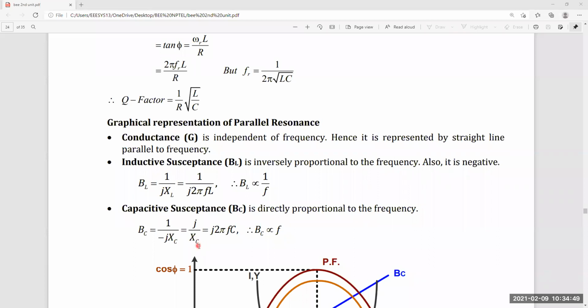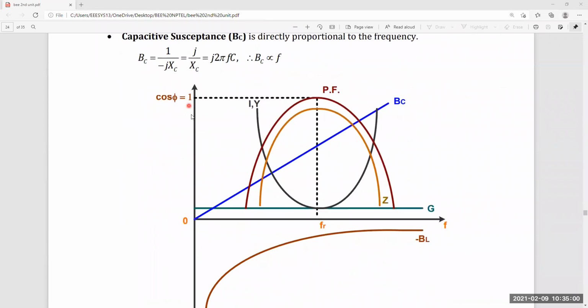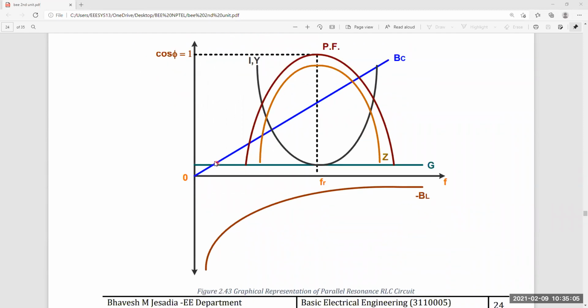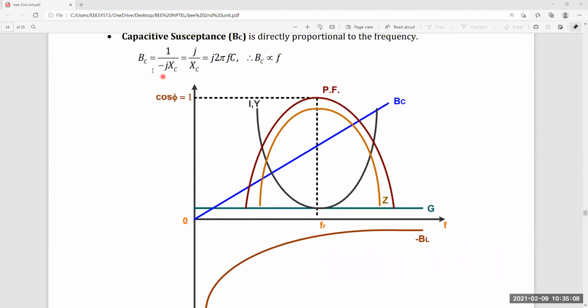That's why XC is equal to 1 by omega C, it will come to the numerator. That's why j 2 pi f C. Then BC is proportional to frequency. In this case also, power factor is maximum. Here BC is proportional to f, that's why capacitive susceptance is proportional to f, so it increases linearly. Conductance G is independent of frequency, that's why it is parallel to the x-axis.